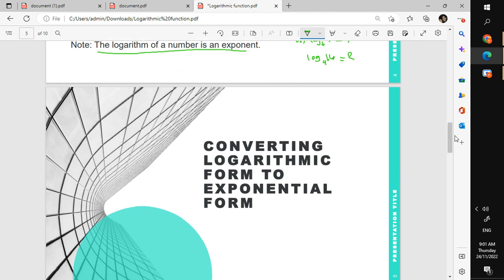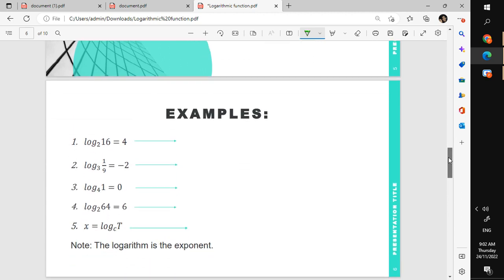You have to convert logarithmic form to its exponential form. We have the following examples: 1, 2, 3, 4, and 5. And we have a note in here: the logarithm is the exponent. The logarithm is the exponent. So these examples are generally of the form log of y to the base b is equal to x. And we will convert this one to its exponential form, which will be y is equal to b raised to x. Okay, so in this case, we have y is equal to b raised to x.